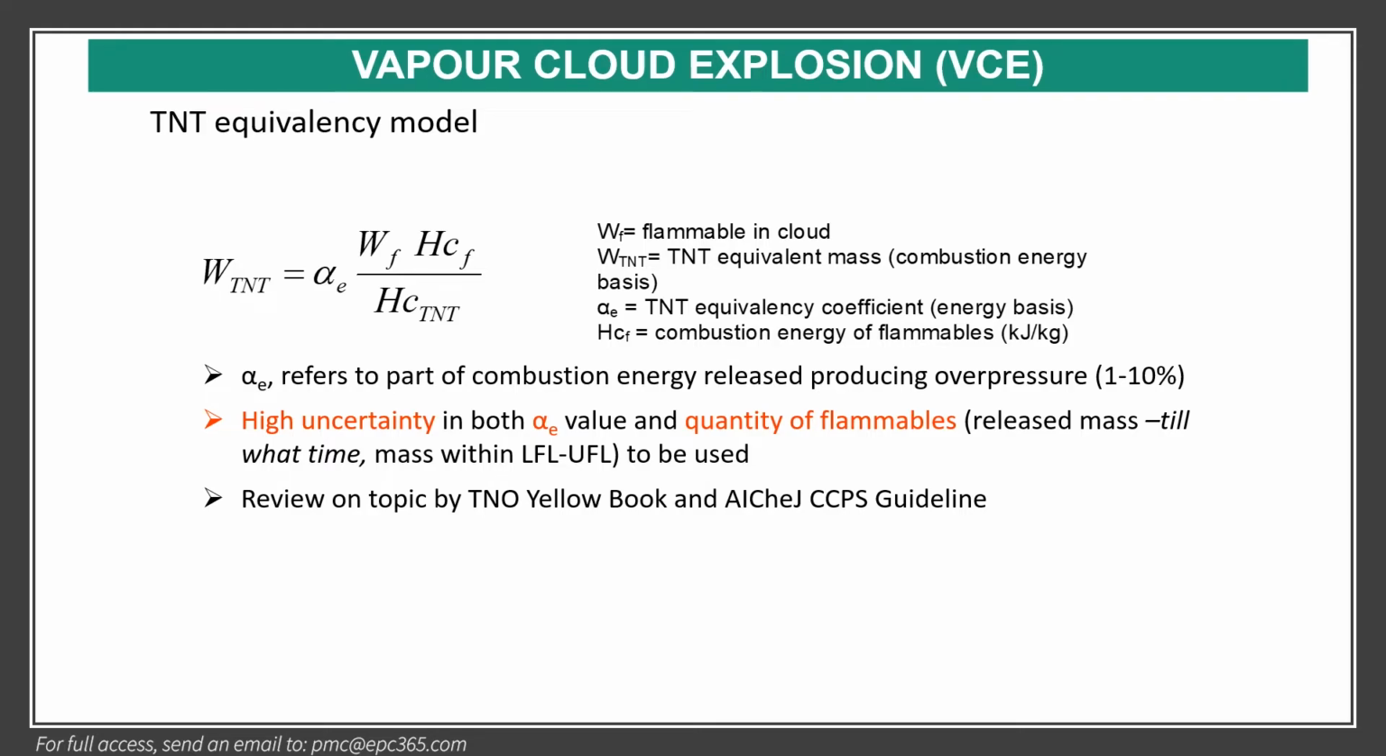The TNT equivalent model uses this formula, and normally there is a high uncertainty in both the alpha E value and the quantity of flammables. As I said, we don't normally use it in oil and gas modelization, but it is reviewed in the TNO Yellow Book and the AIChE CCPS guideline.